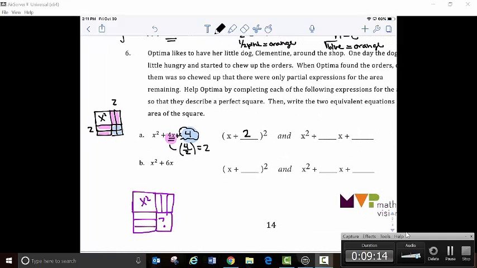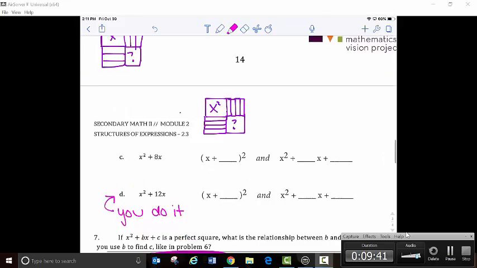2 and 2. That's how much was added to the base square. And then if we squared it, 2 squared, that is our C. That's how much it fills in. So that is the 4. So this original one becomes x squared plus 4x plus 4. And again, this would be that blue part, and this is that pink part.